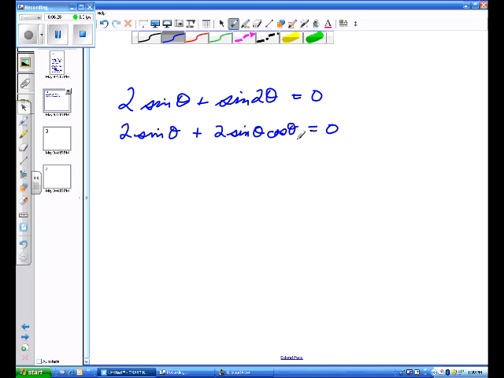Now, we still have two different functions. We have a sine and a cosine, but notice we can factor out that common one. We can factor out a 2, and we can factor out a sine theta. So this would be times 1. 2 sine theta times 1 is 2 sine theta plus cosine theta. And now each factor only has one function. So we set each factor equal to 0.